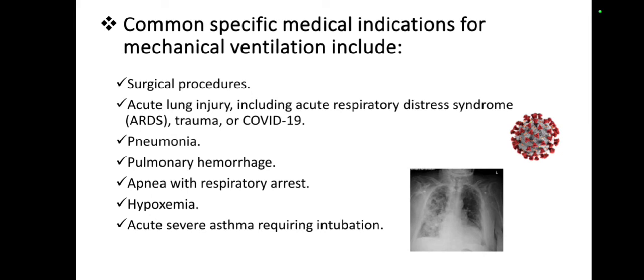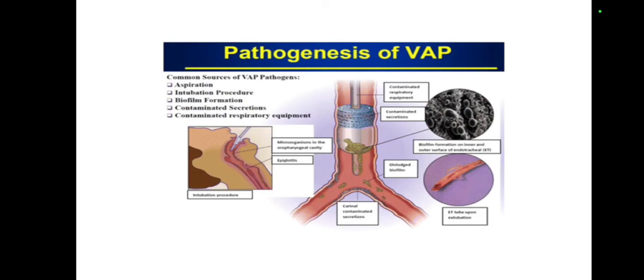What are the common and specific medical indications for mechanical ventilation? They include surgical procedures, acute lung injury such as acute respiratory distress syndrome or COVID-19, pneumonia, pulmonary hemorrhage, and hypoxemia. Pathogenesis of ventilator-associated pneumonia includes aspiration, contaminated secretions, contaminated respiratory equipment, and the intubation procedure.